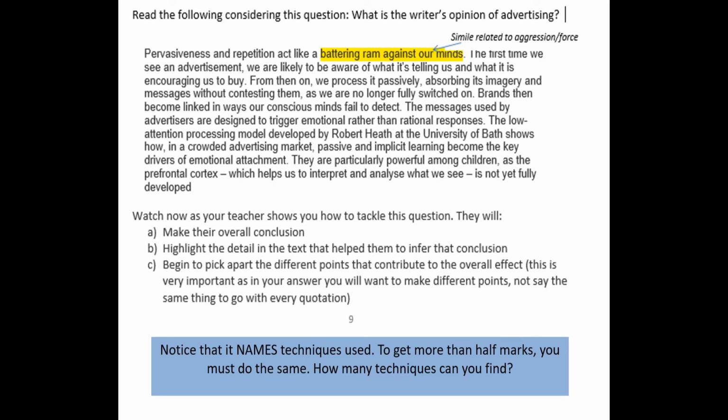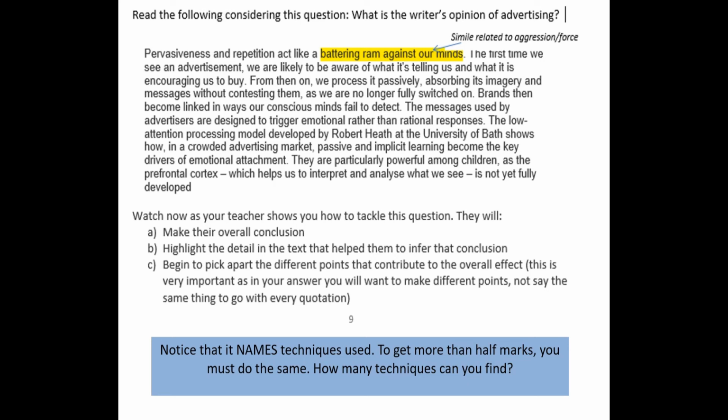So this might now read, the alliteration process it passively suggests to us the writer feels that we don't really think about advertising. We don't really acknowledge it. We don't really let it affect us. The alliteration process it passively suggests to us that we don't really take on board the message of advertising. This would then be a higher level response because I'm using technical language.